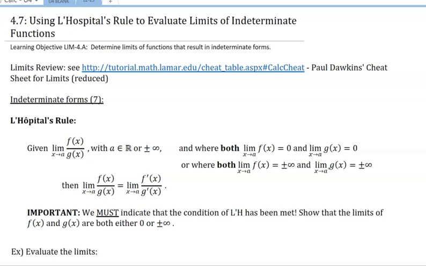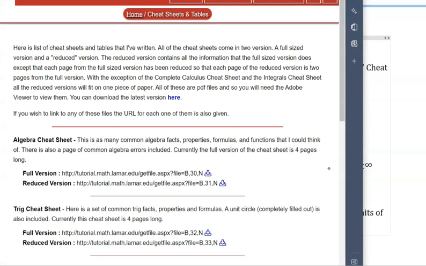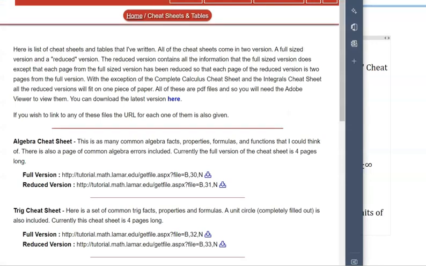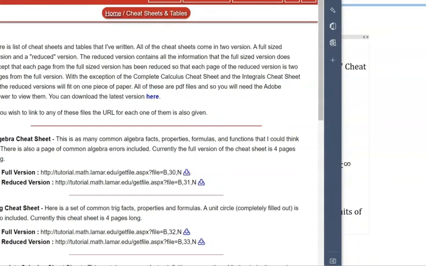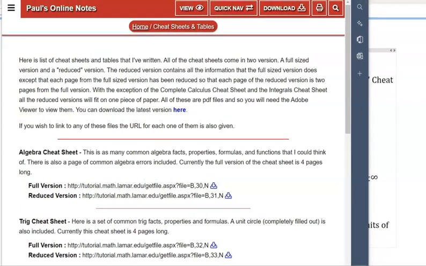I've got a link here that if I have not shared it with you before, this is a good time to do it. Let me go ahead and show you what's on this page. This is called Paul's Online Notes. I don't know if you can see the whole thing here, but that's all right. Paul Dawkins is a math professor at Lamar University, and he has very graciously shared all of his notes.